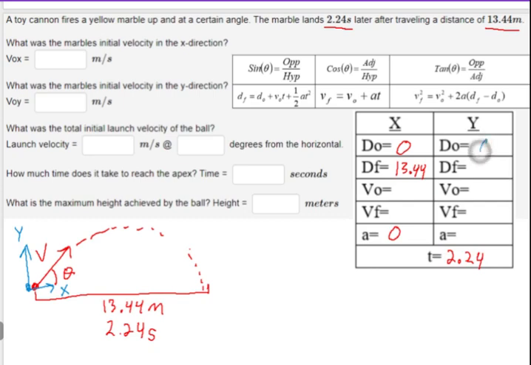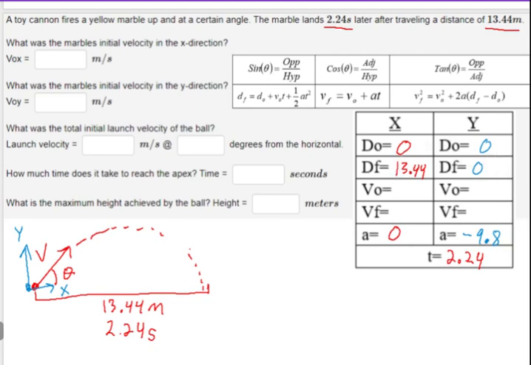Let's take a look at the y direction. Well, in the y, I'm starting at 0. My final distance is 0 because it's landing at the bottom. The initial velocity, I don't know. The final velocity, I don't know. Acceleration should be negative 9.8. Okay. So we got enough variables here. We can go ahead and get started.